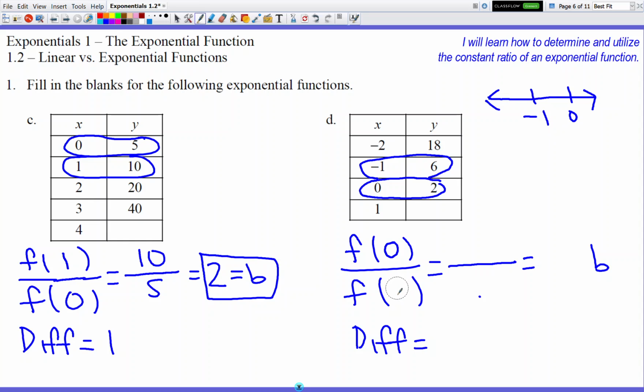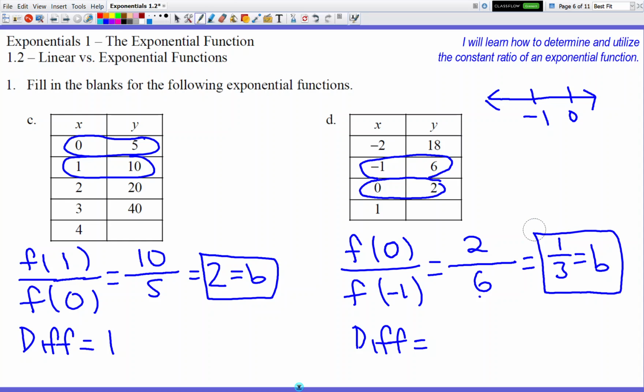Okay, so that's why we're going to arrange the x's just in this way. Okay, so the y value that corresponds with 0 is 2. The y value that corresponds with -1 is 6. So when I divide this out, simplify your fraction, you get 1/3. So your b value is 1/3.